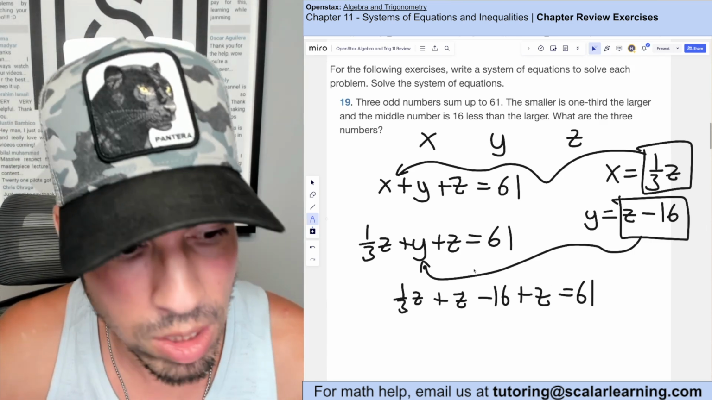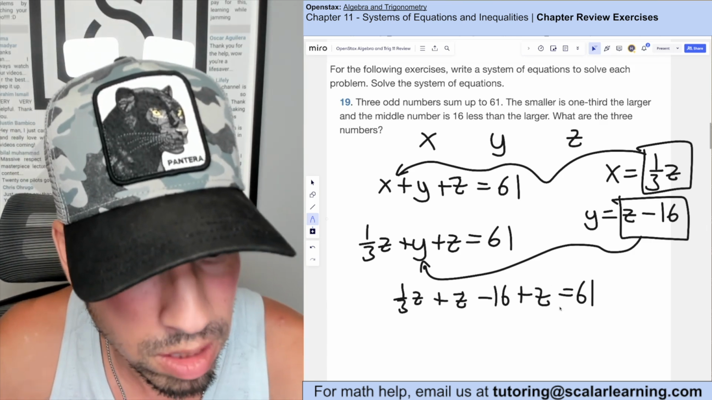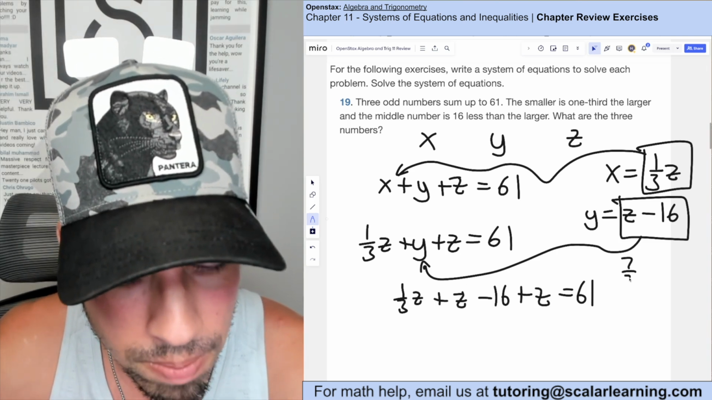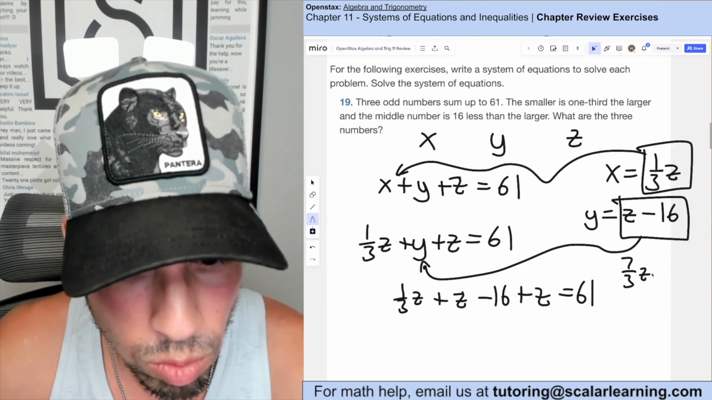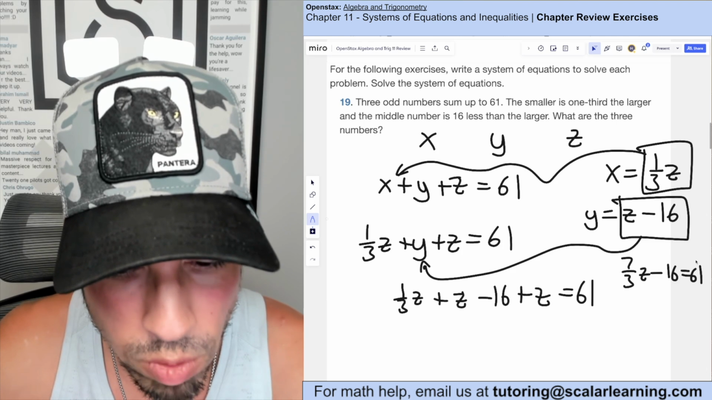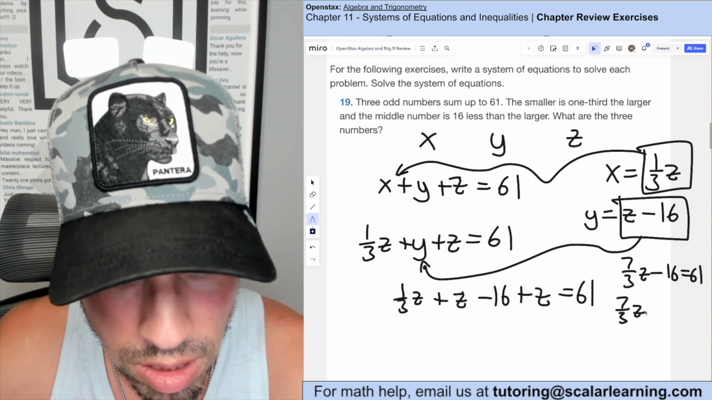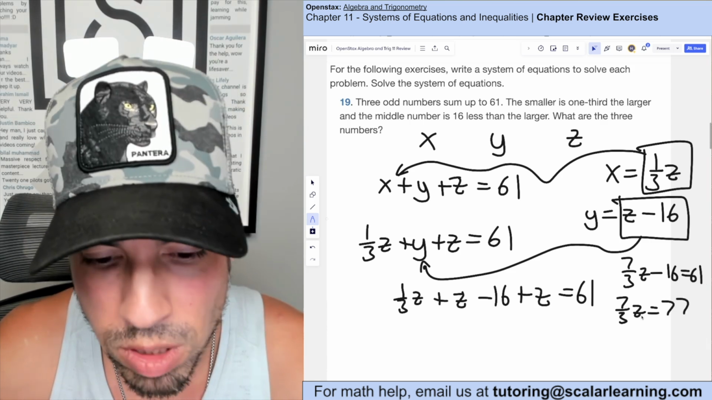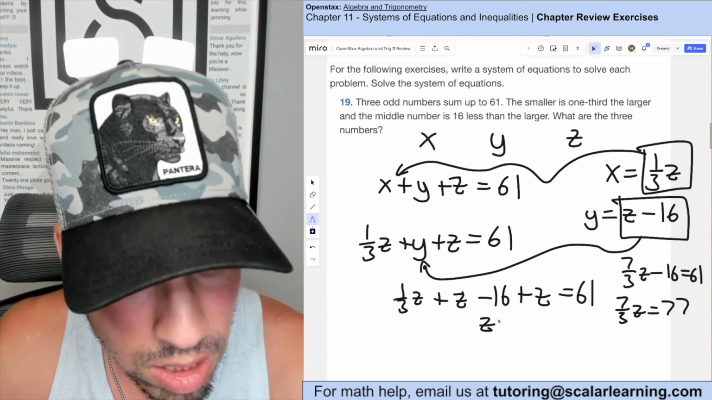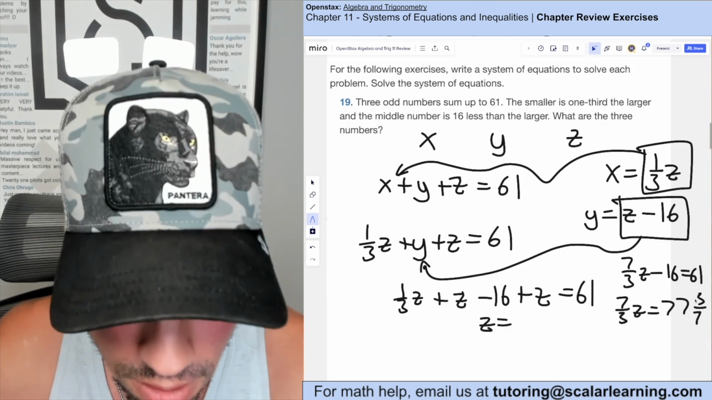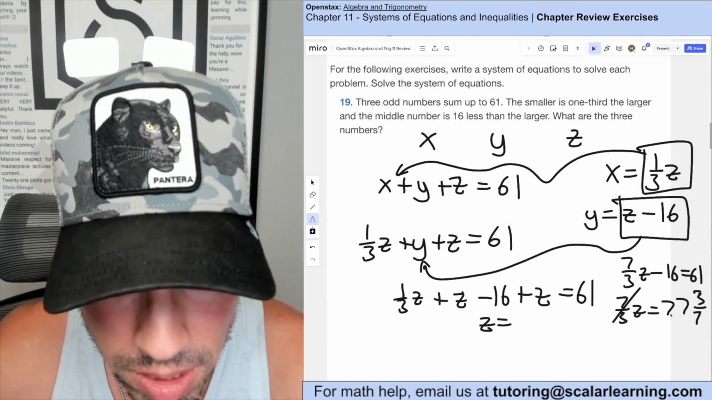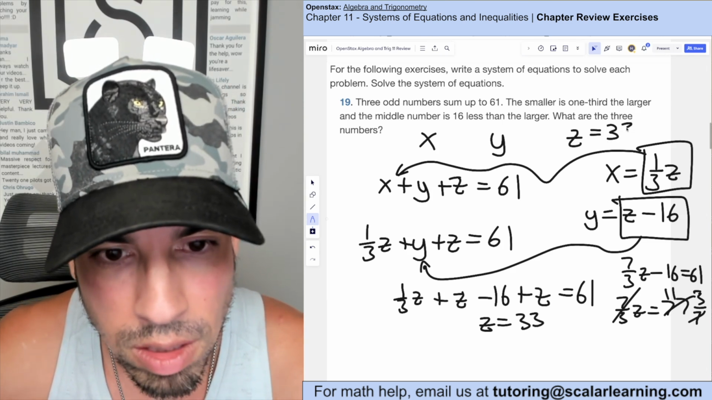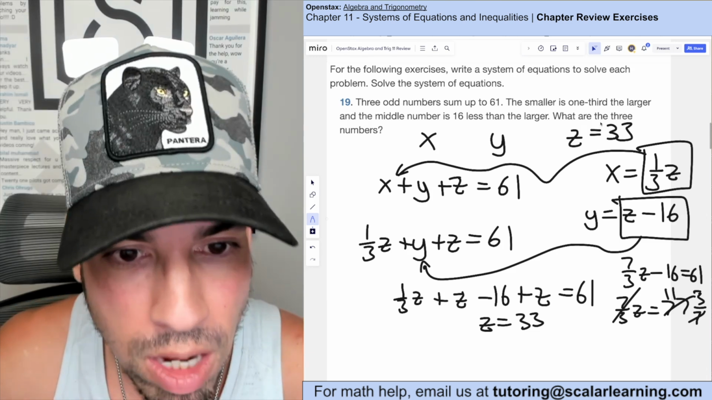So now we begin by solving for z. So I got 1/3 z plus z. That's 2z, which is 6/3. So that becomes 7/3 z, okay? Minus 16 equals 61. I'm going to add 16 to both sides, so 7/3 z equals, what is that, 77, right? And then to isolate, I'm going to multiply by the reciprocal of 7/3, which is 3/7. So z equals 3/7 times 77, divide by 7, that's 11, times 3 is 33. So this is a good sign because it does say they're odd numbers. 33 is an odd number, so now we know z.